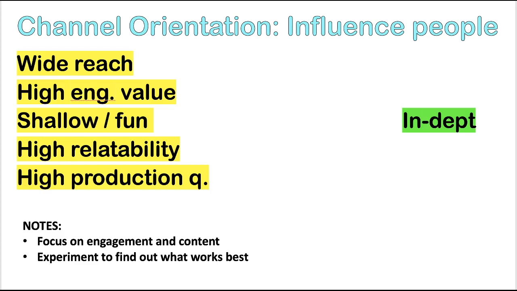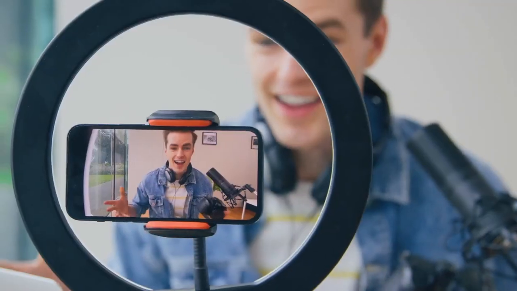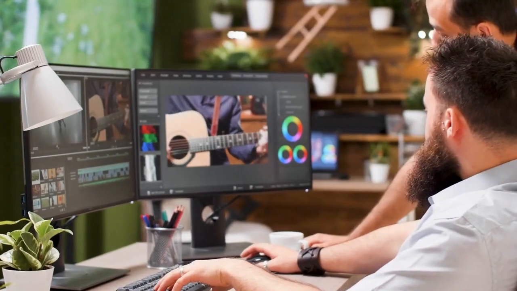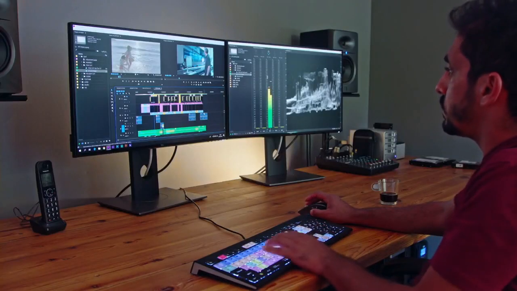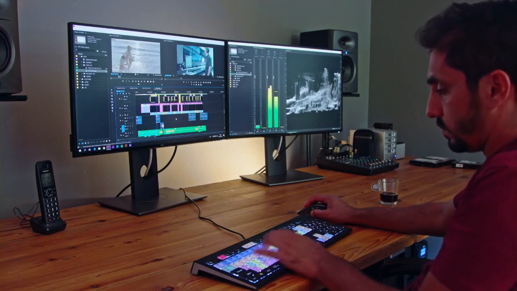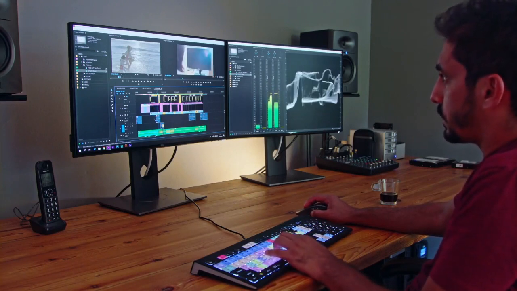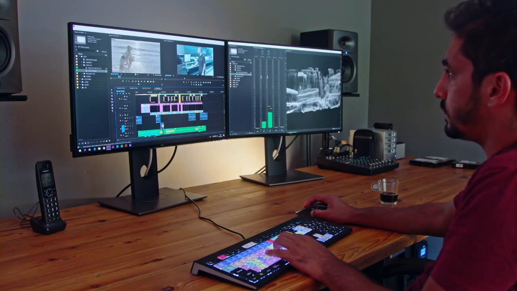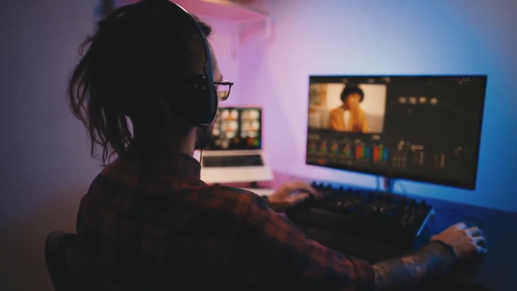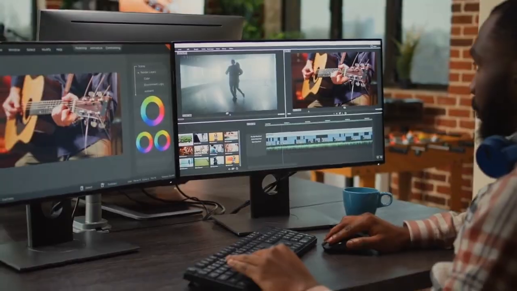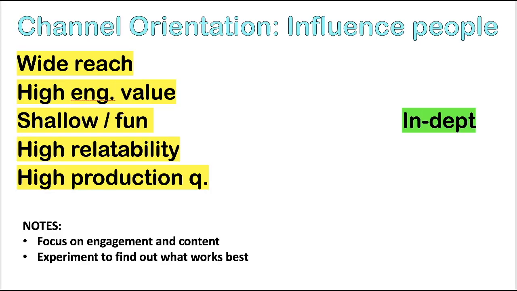We want to appeal to a wide range of people, and we want to produce videos that have a lot of engagement value, highly relatable. The production quality is going to be pretty good. And just like with sharing information, we need a combination of videos that are on one side shallow, fun, engaging, and clickbaity, and on the other side, a collection of videos which dive into it. So the shallow videos are going to attract viewers to your channel.